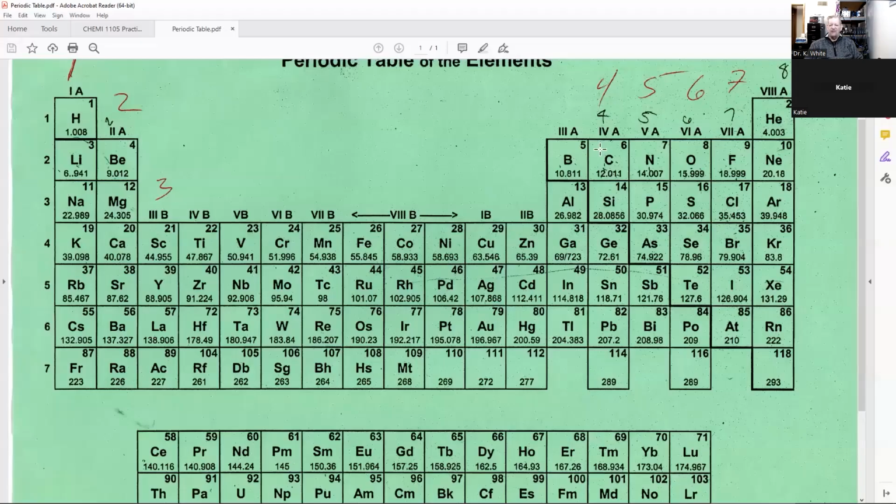Now, the last one I'll do is oxygen. Oxygen has an atomic number of 8. What's the closest noble gas? It's neon at 10. So what ion does oxygen form?